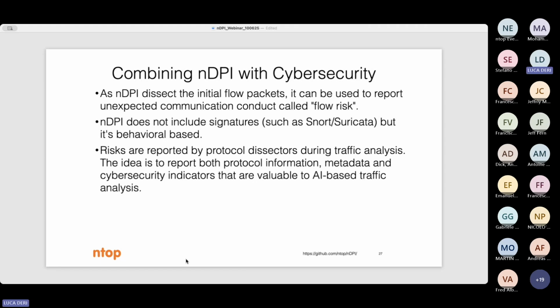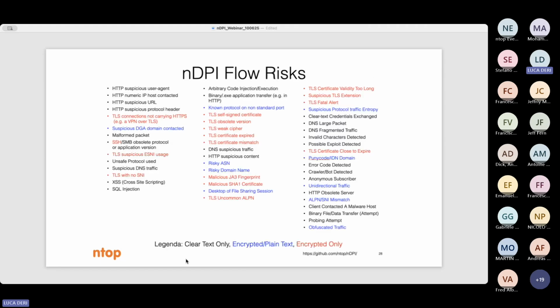So what we want to do is report cyber risks based on facts. During that section, we detect things that are not what we expect to see, and that can be useful to AI applications, those applications that through AI try to get an idea of what is happening on a network, and to create a report or trigger an alert based on that. And this is called flow risk. Flow risks are about 50 indicators of issues that we have found on the traffic while dissecting it.